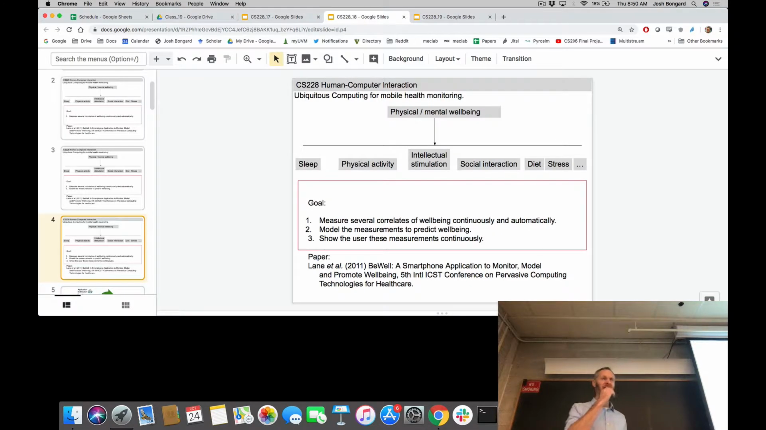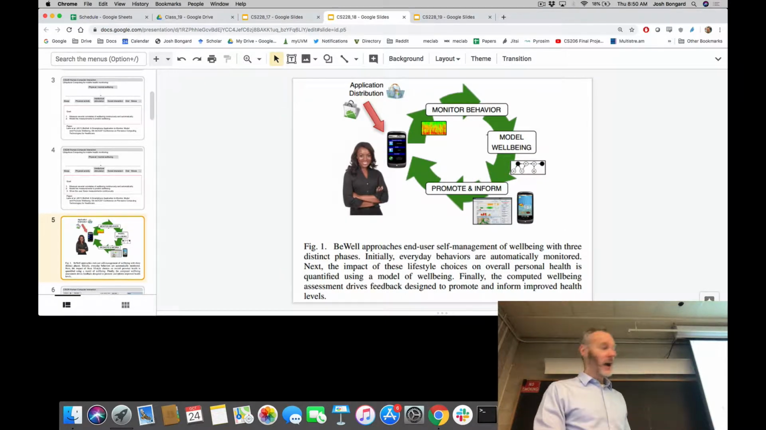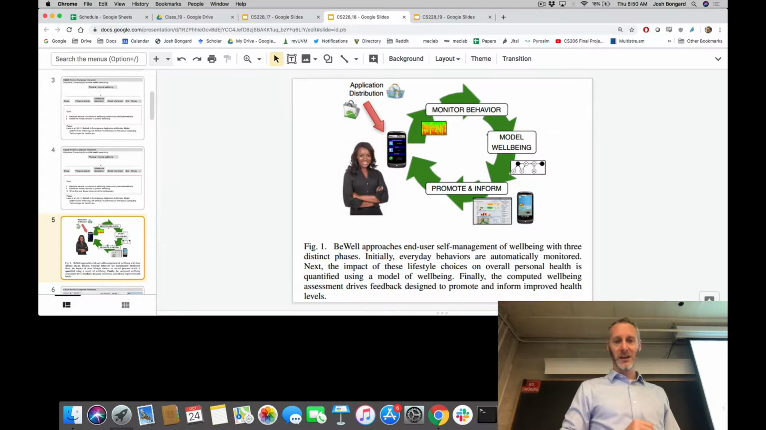Finally, assuming that we can distill down all these raw measurements into a rough estimate of physical and psychological well-being, it might be nice to show that to the user so they can try and modify their behavior accordingly. So these are the 3 tasks we're going to try and tackle in this case. I assigned the actual research paper as today's reading. They've got a nice pretty picture here of this basic idea. Just to reinforce this, we're going to try and measure things directly, use those raw measurements to model well-being, and then inform them and hope to promote well-being in this way.